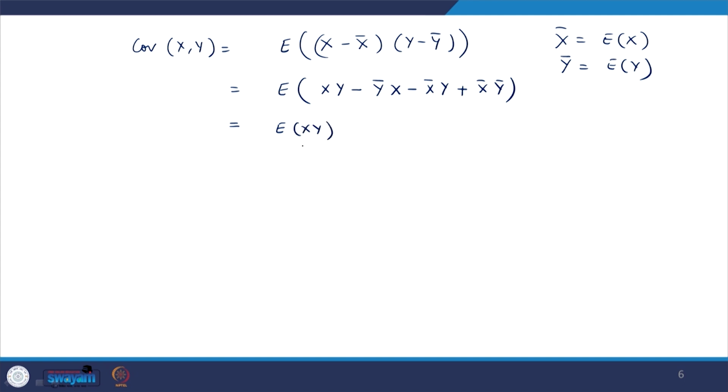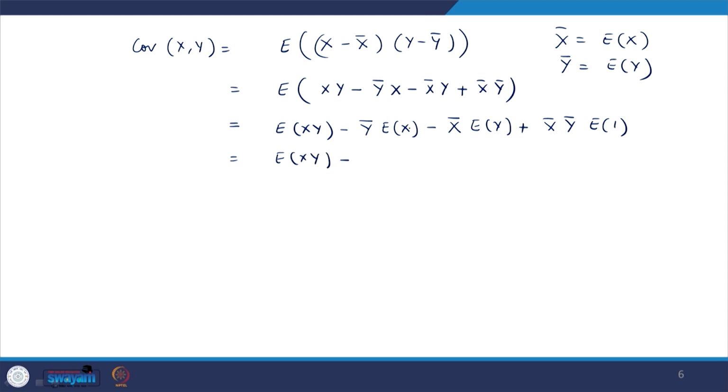Now, by the linearity property of expectation, we know that this is E of x y minus y bar times the expectation of x. y bar is a fixed quantity, so it can be taken out. Again, x bar is a fixed quantity. For this random variable x, the mean is fixed, so it can be taken out, and it is expectation of y, plus x bar y bar, which is totally a fixed quantity and again can be taken out, times expectation of 1.